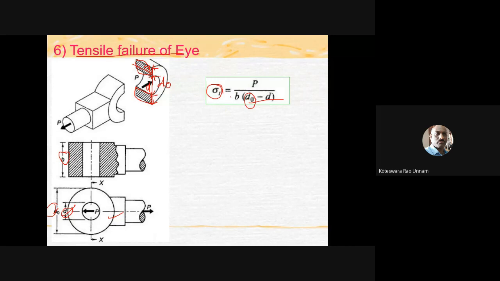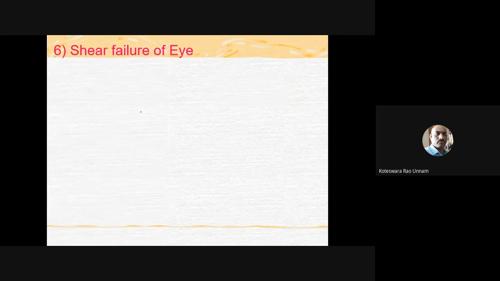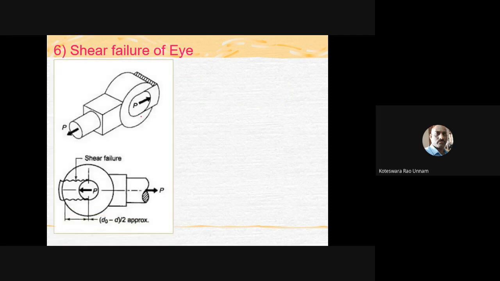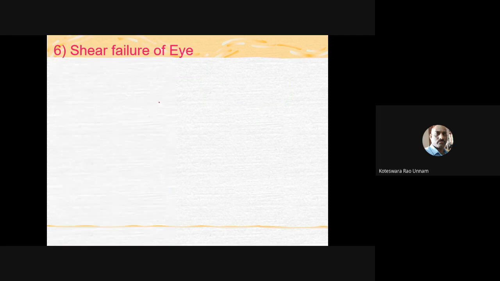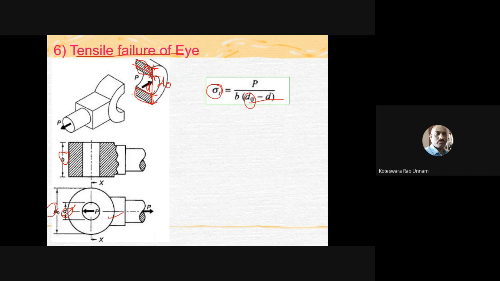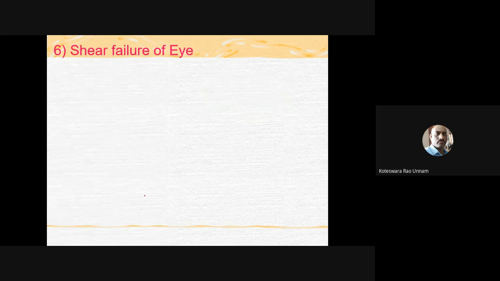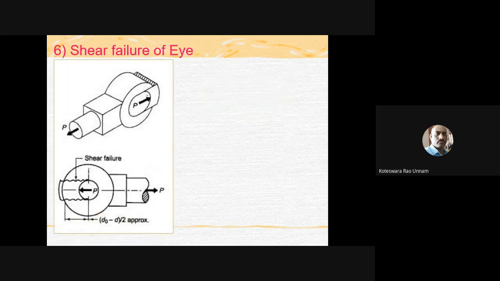This is how you can find D naught using the tensile failure of the eye. Then similarly, the shear failure of the eye. Earlier you saw that the eye may fail in two ways. This is the tensile failure, meaning across the section, across the diameter, it fails something like this. Now you have a shear failure also. The shear failure looks like this: only this portion comes out on either side.